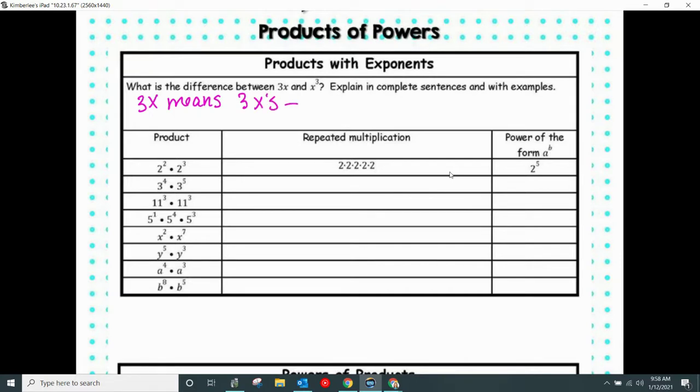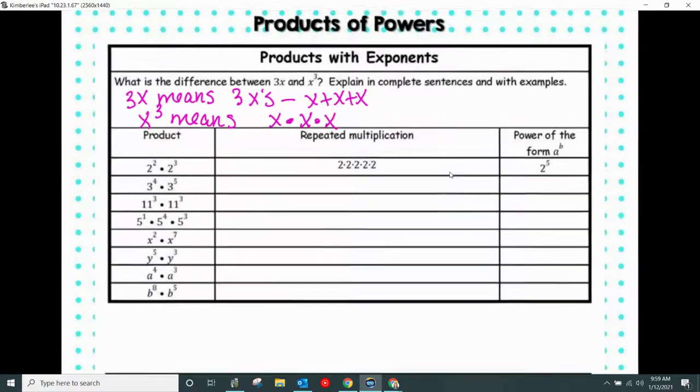But now x cubed means that we have x times x times x. So this is the difference in powers and when you just have that number, that coefficient out front. So this is important to remember that powers mean repeated multiplication, whereas 3 times x means we're adding up 3 x's together. It's repeated addition.